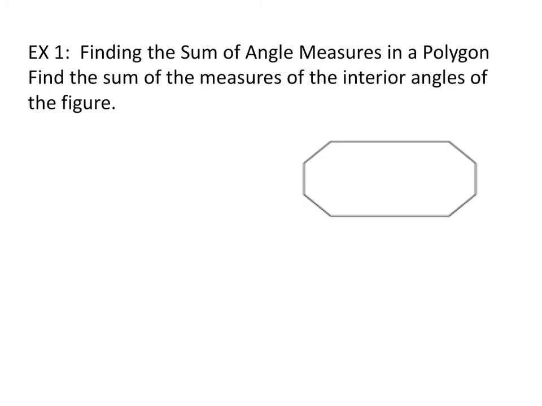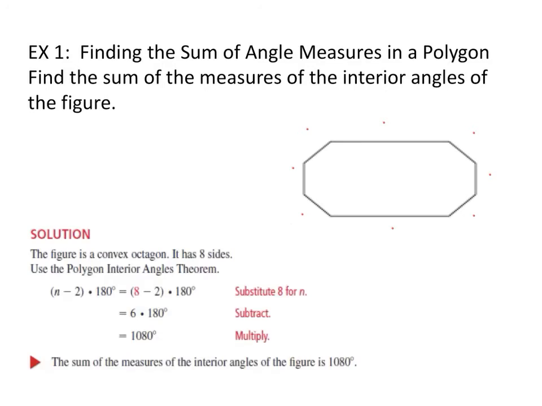All right, so let's take a look at this example. Find the sum of the interior angles of the figure. So count the number of sides. You've got 1, 2, 3, 4, 5, 6, 7, 8 sides. So when we plug it into the polygon interior angles theorem formula, we get 1,080 degrees for all the interior angles of this 8-sided figure.